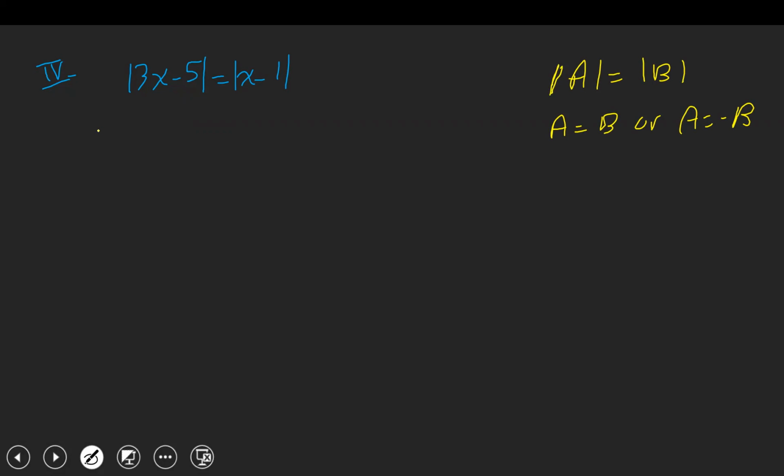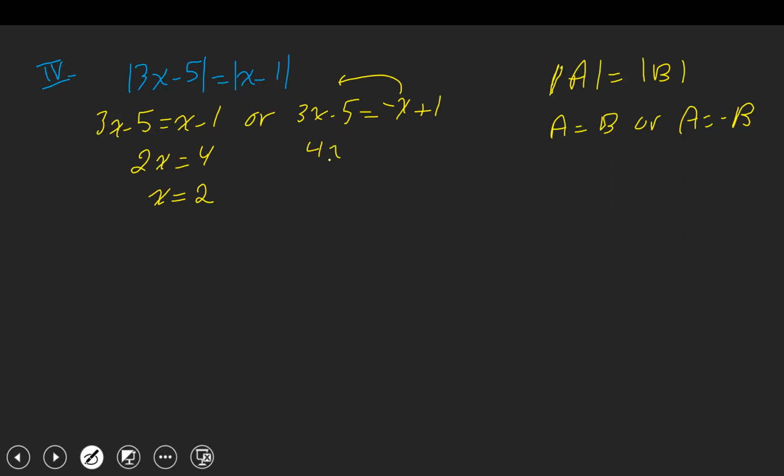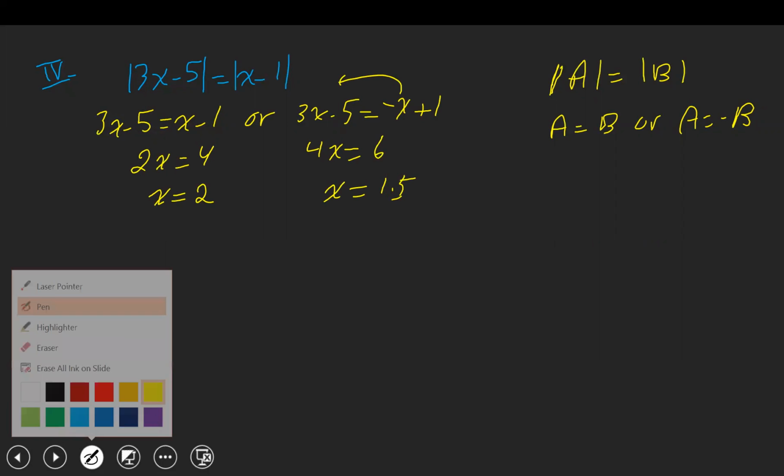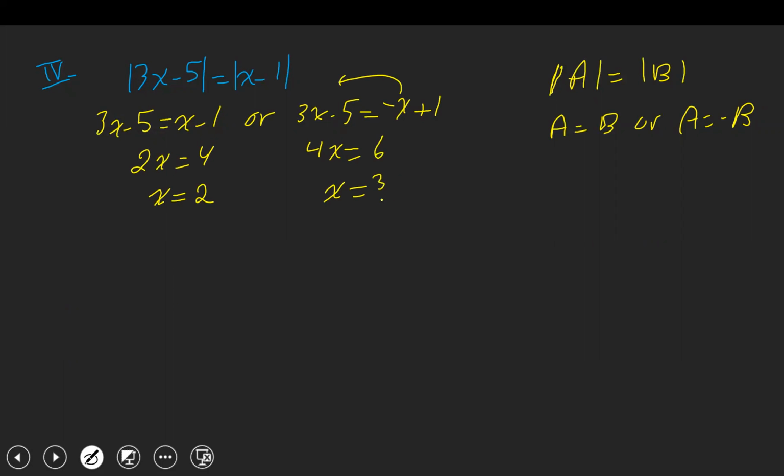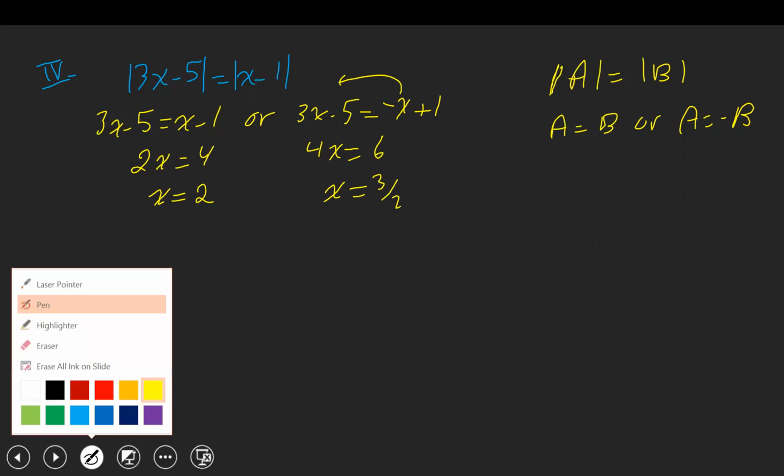Now here, what do we say? 3x minus 5 equals x minus 1, or 3x minus 5 equals minus x plus 1. Change the sign. We solve for x. Here we get 2x equals 4, and consequently x equals 2. Here, bring x to here, we get 4x equals 1 plus 5, 6. X is 6 over 4, or 1.5, or 3 over 2 if you want it as a fraction. This was the first one.